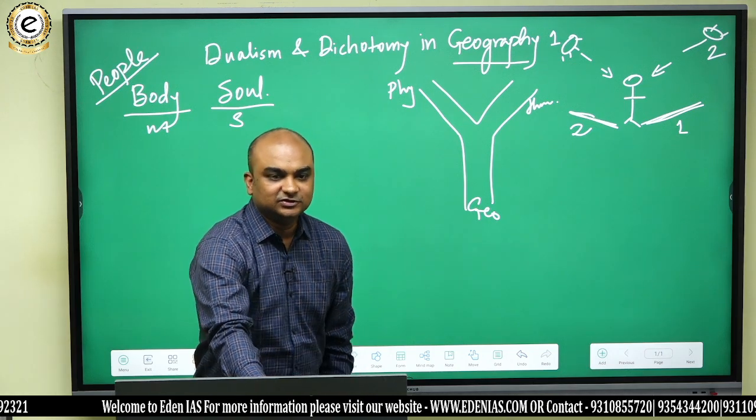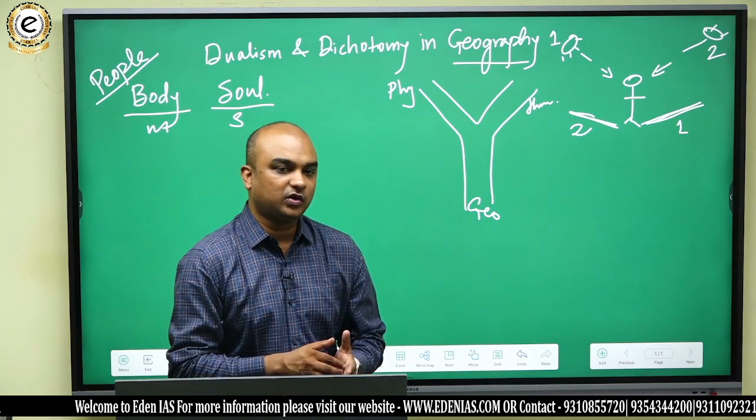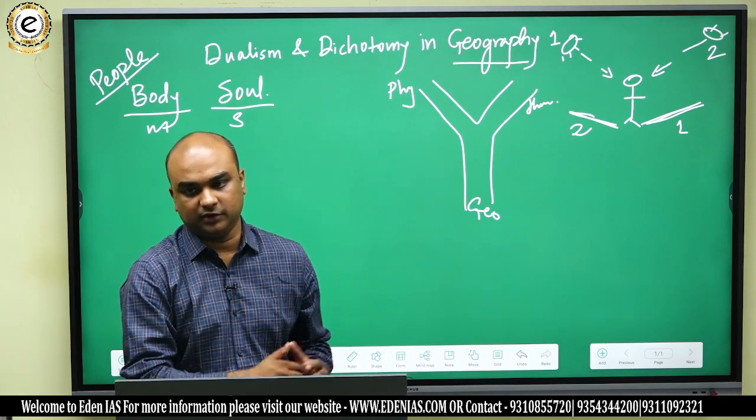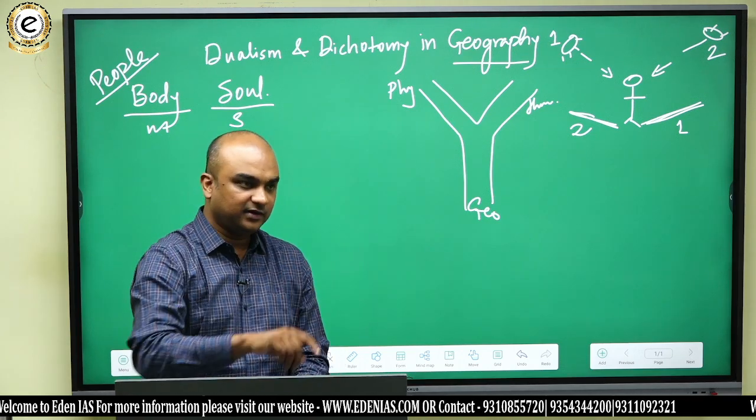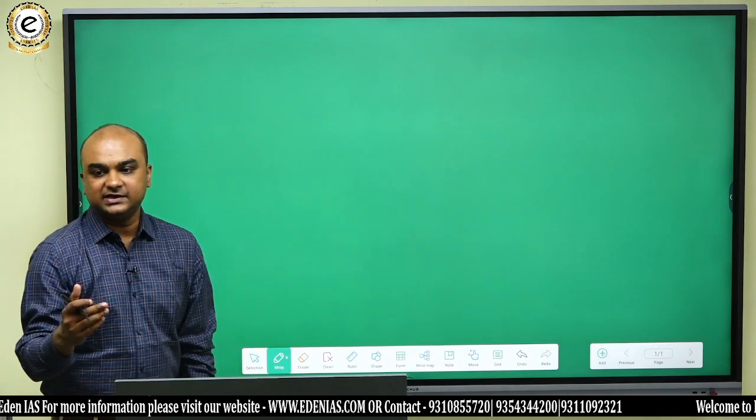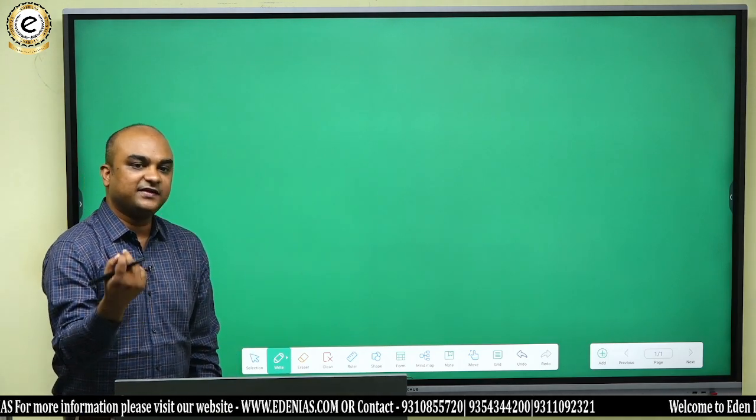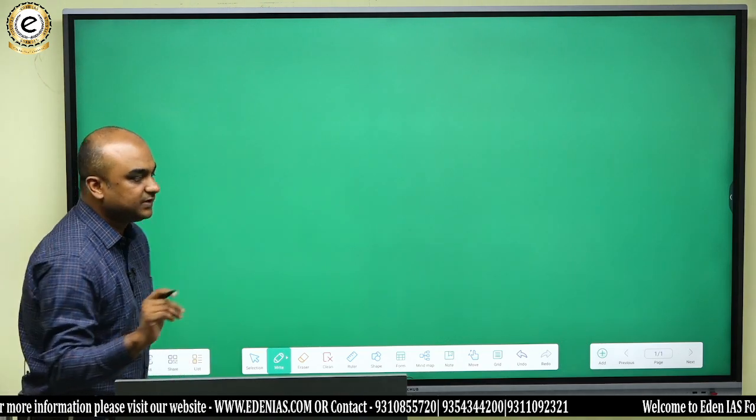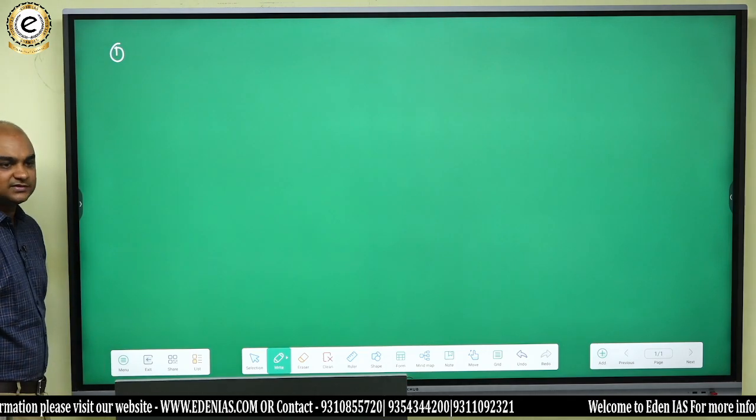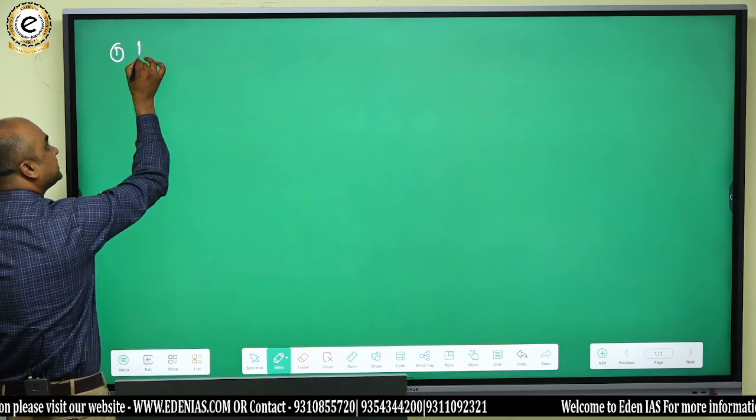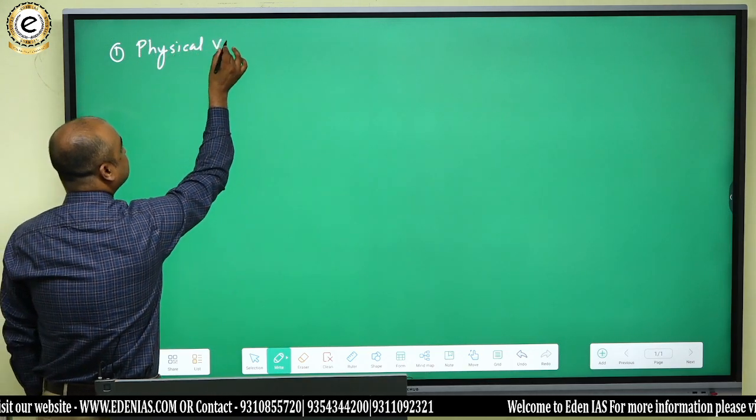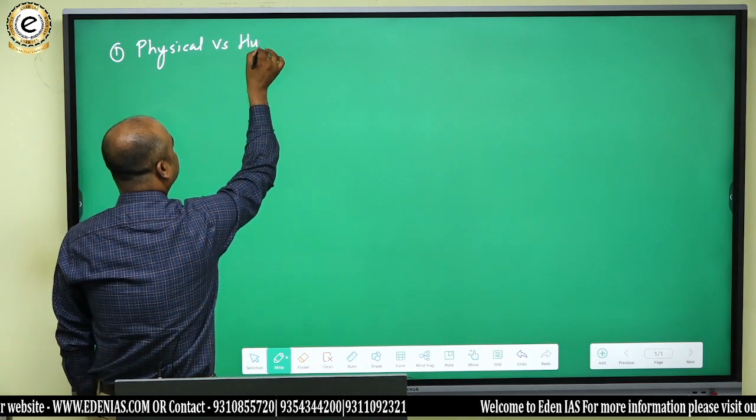So that is the meaning of the word dualism and how dualism leads to dichotomy. Now drop your pen and look here very carefully. We will now try to understand the various dichotomies that we encounter in geography. The first dichotomy means branching of the subject into two parts. So the first dichotomy is physical versus human geography.